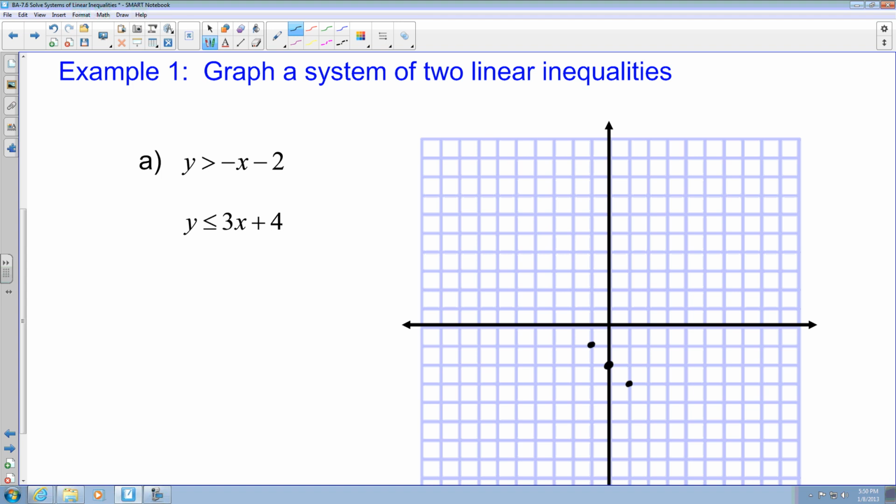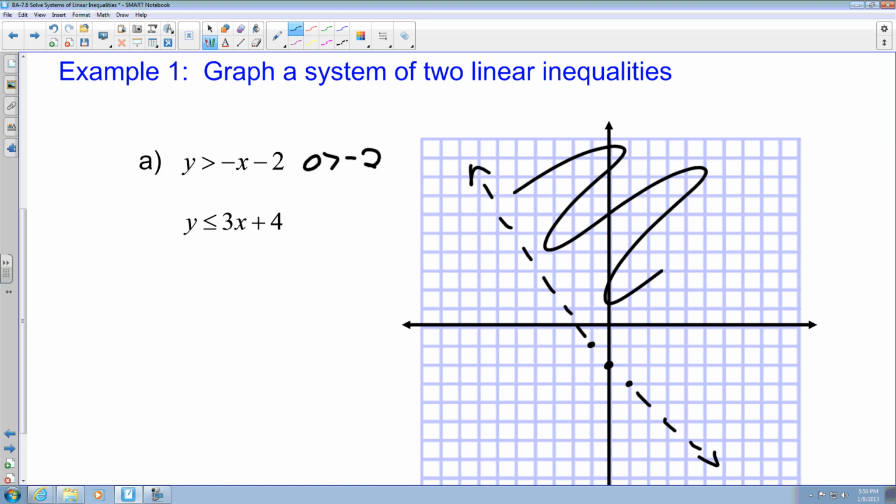Since it's a greater than, that means it's a dotted line. Okay, and the shaded region: if I use 0, 0 as my test point, I get 0 is greater than negative 2. That happens to be a true statement, so that means I can shade the side containing the test point.